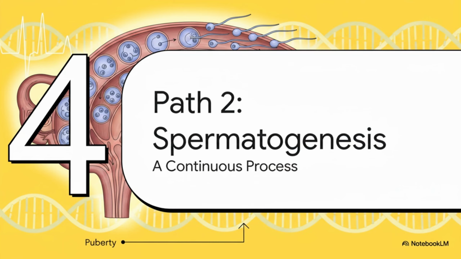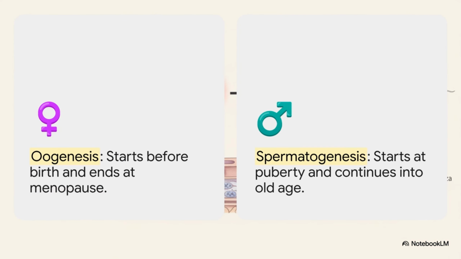Okay, let's completely switch gears and explore the male pathway, spermatogenesis. And wow, the contrast with oogenesis could not be more different. This is a continuous, high-volume manufacturing process that starts at puberty and just keeps on going, for life. This comparison really nails the core differences, doesn't it? Oogenesis starts before birth, it's finite, and it gives you one huge ovum from each starting cell. Spermatogenesis kicks off at puberty, it's continuous, and it churns out 4 functional spermatozoa from each primary spermatocyte.